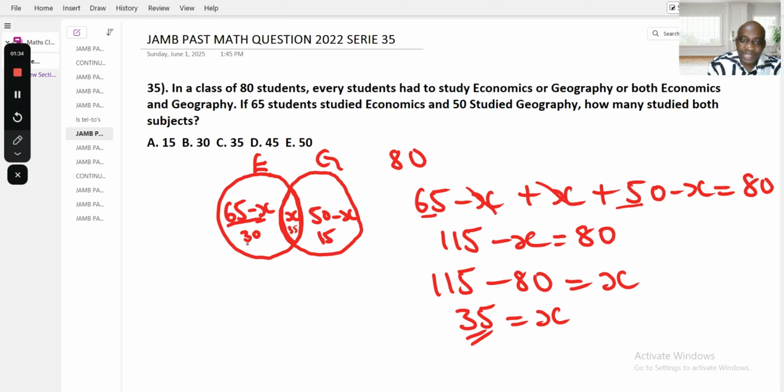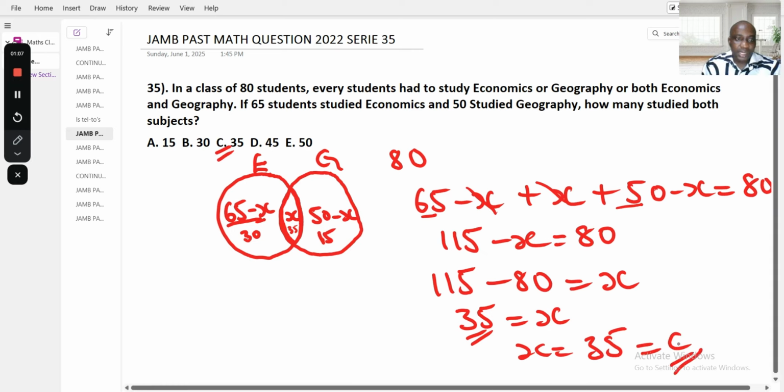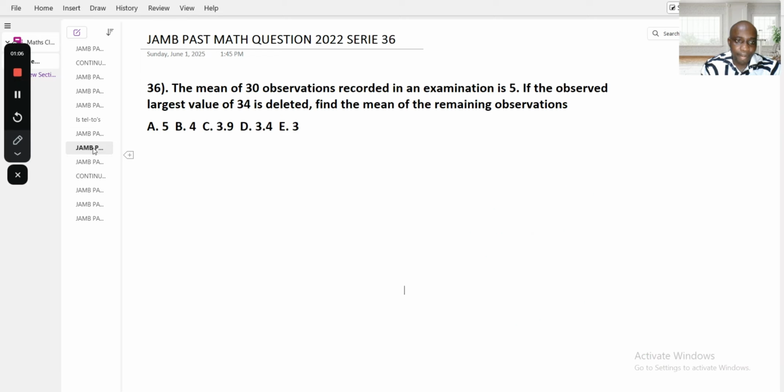By the time you add 30 plus 35, it's going to give you 65. 65 plus 15 is going to give you a total of 80. Now, we are not concerned with that one, but the question says we should look for the people that study both economy and geography, which is X equal to 35. Do you have 35 there? Yes. Our final answer is C. Let's move to the next question.